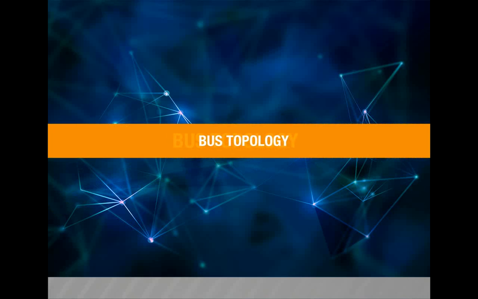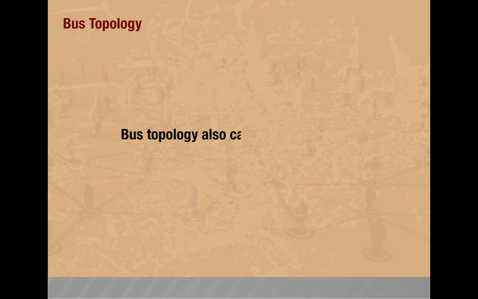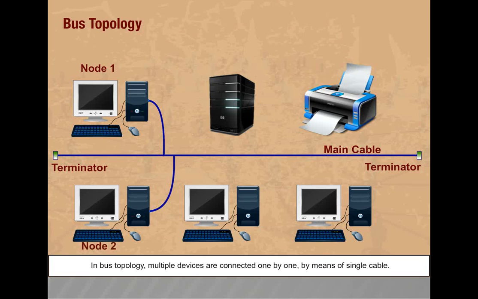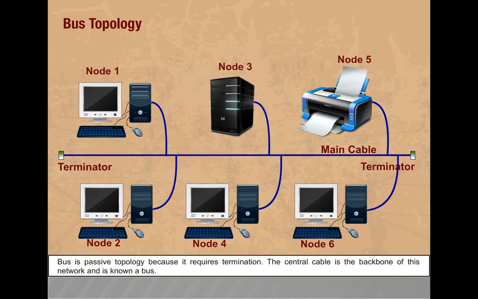Bus topology. In this video, we are going to learn about bus topology. Bus topology is also called horizontal topology. In bus topology, multiple devices are connected one by one by means of a single cable. Bus is a passive topology because it requires termination. The central cable is the backbone of this network and is known as a bus. When one computer sends a signal up the wire, all the computers on the network receive the information, but only one accepts the information. The rest discard the messages.